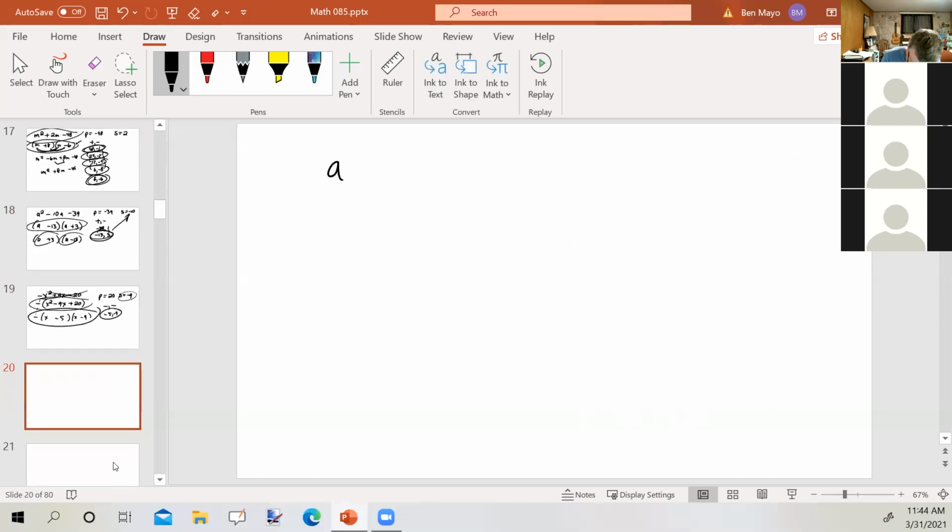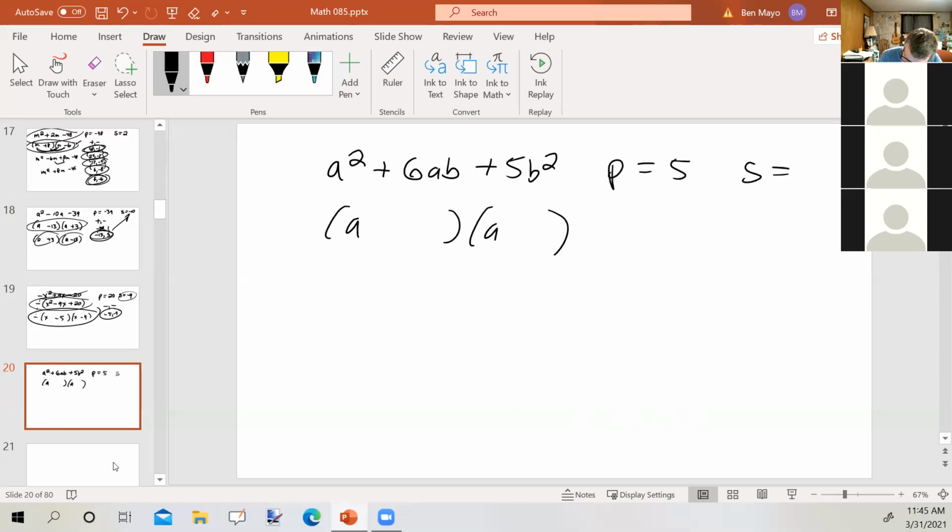All right, here we have a squared plus 6ab plus 5b squared. So my leading coefficient is a 1. I've got an a and an a. The product is 5 and the sum is 6. The product is positive, so I've got to have two positives or two negatives. The sum is positive, so they've got to both be positive, 5 and 1. 5 times 1 is 5. 5 plus 1 is 6, so I've got +5 and +1.